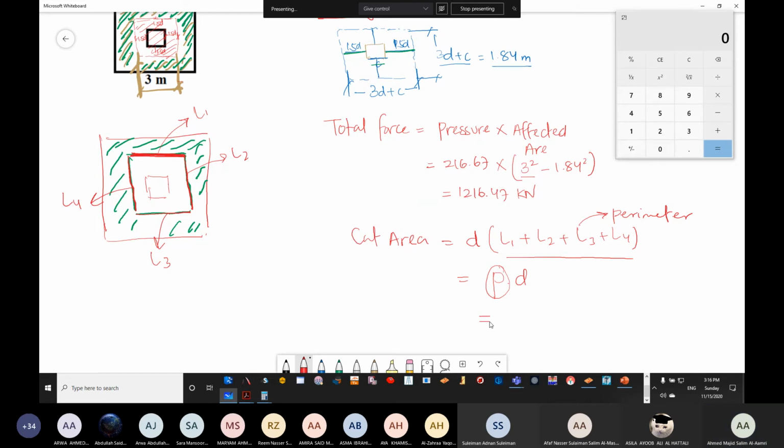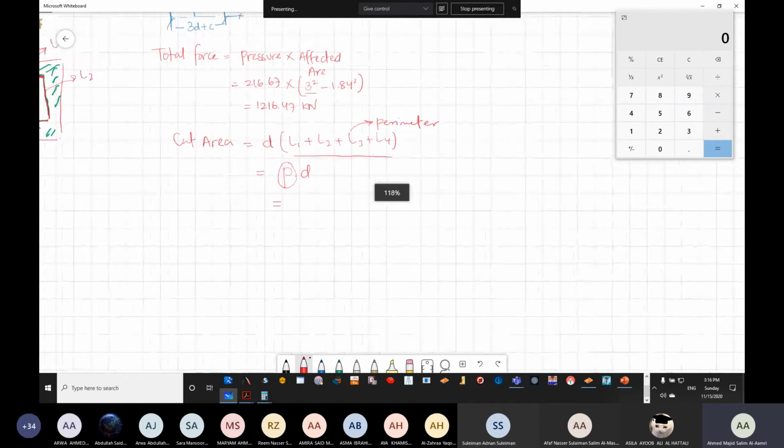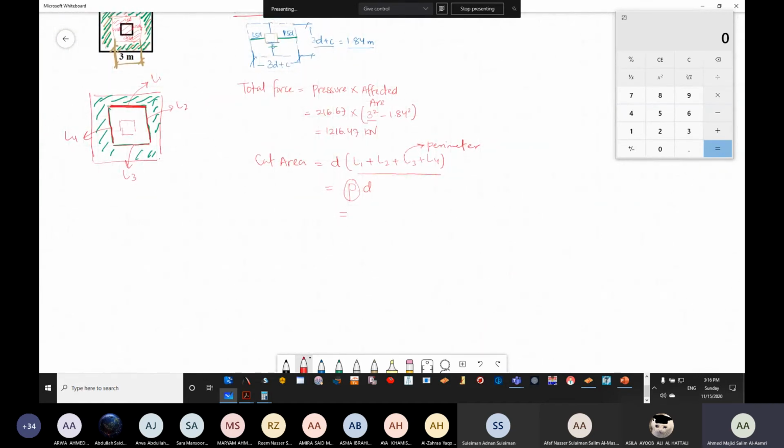What's your perimeter in this scenario? It is 4 times 1840, multiplied by D, and our D is 480. So can you give me this cut area?